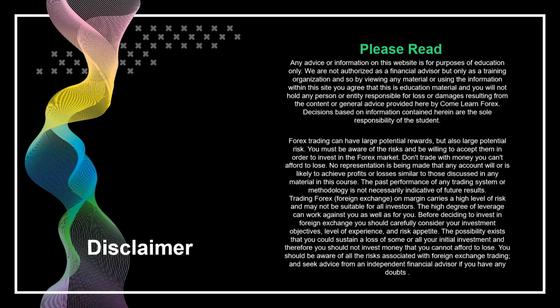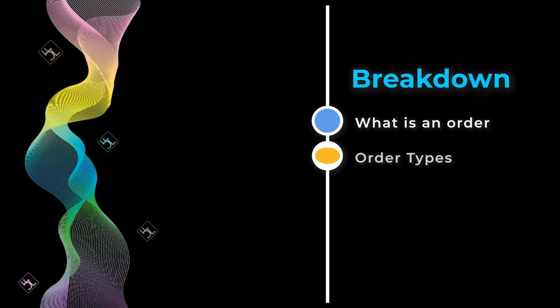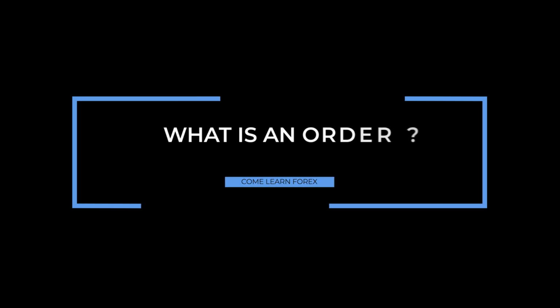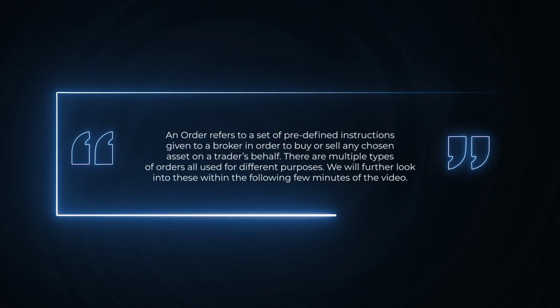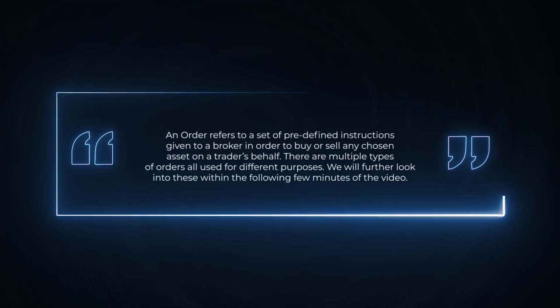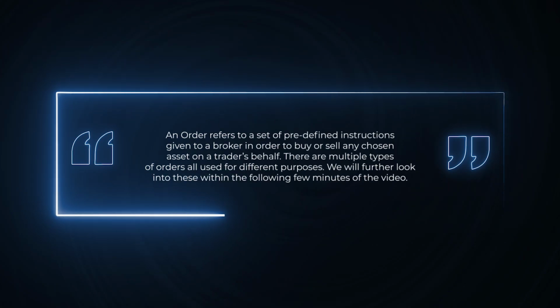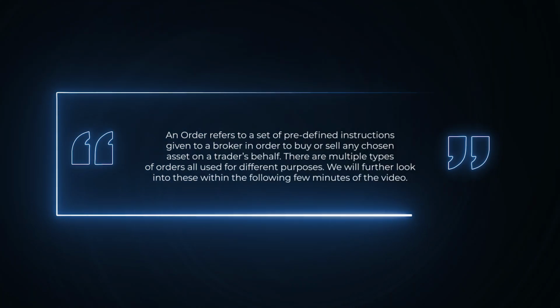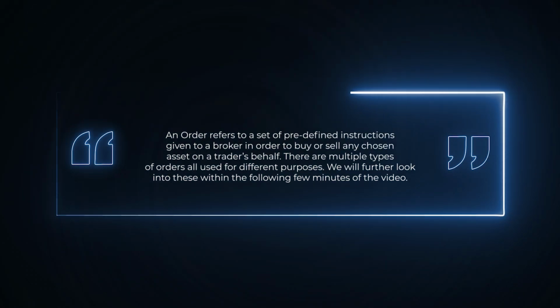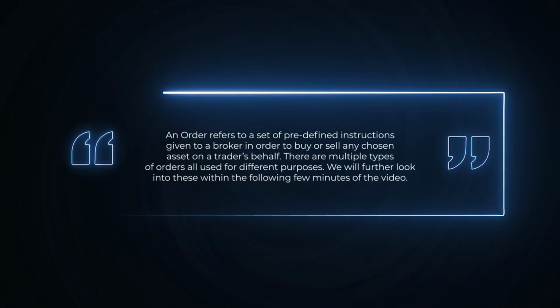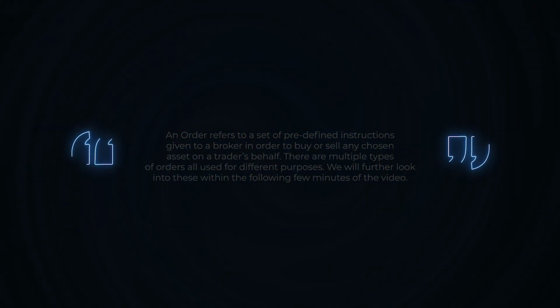So let's get on to it. We will look at what is an order and what are the different types of orders in the Forex market. So let's look at what is an order. An order refers to a set of predefined instructions given to a broker in order to buy or sell any chosen asset on a trader's behalf. There are multiple types of orders and are all used for different purposes. We will further look into these within the following few minutes of the video.